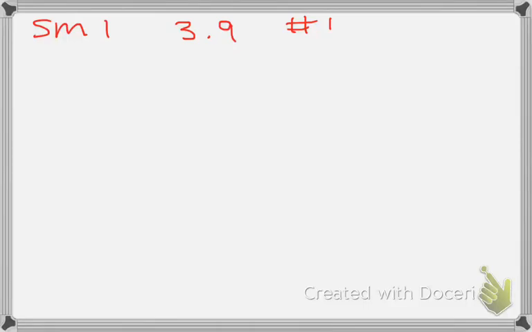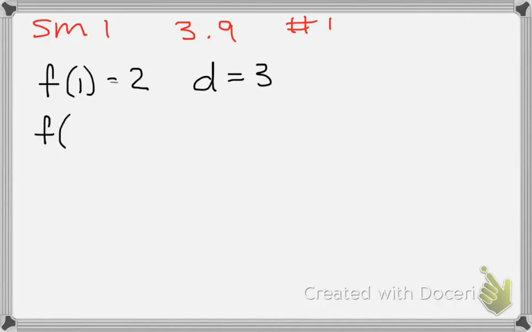So on the first one, they tell us it's an arithmetic sequence. So we know it's arithmetic. They tell us that our first term is 2, and our common difference is 3. And then all they want us to do is find the next four terms.